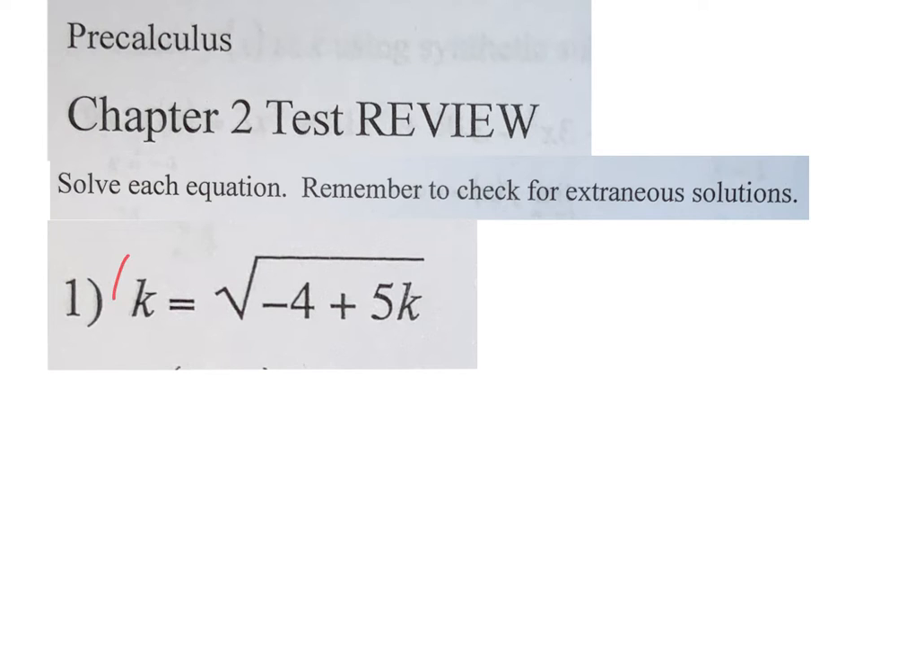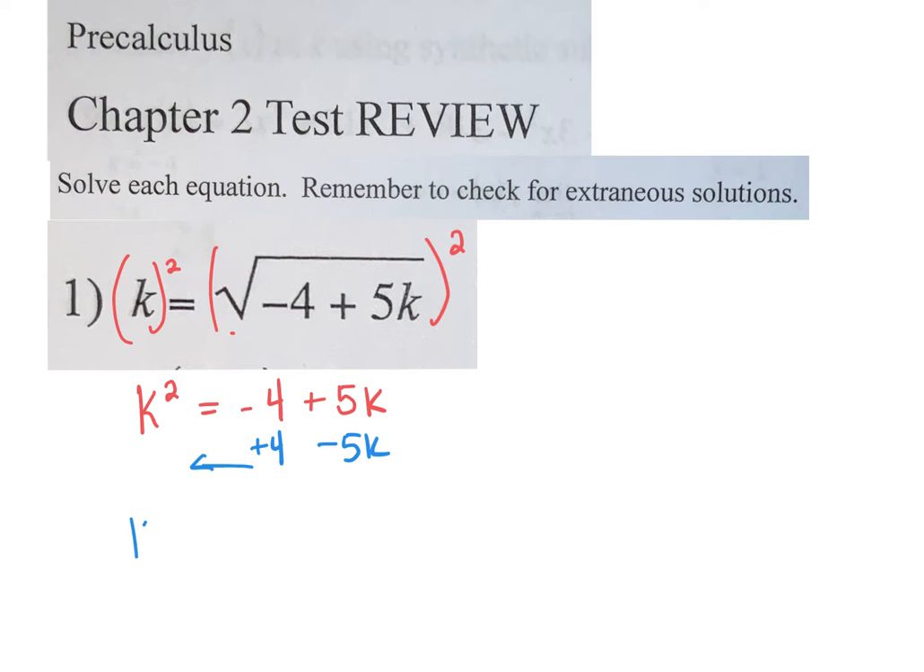So I am going to take both sides here, square that side, square this side. On the left, I'll have k squared. On the right, my root just goes away. When I have something like this, I want to move everything to one side and get it equal to 0. So I'm going to add my 4 and subtract my 5k over. So I have k squared minus 5k plus 4 equals 0.